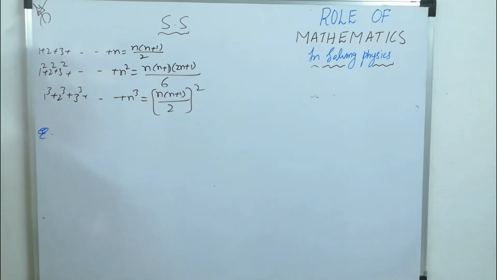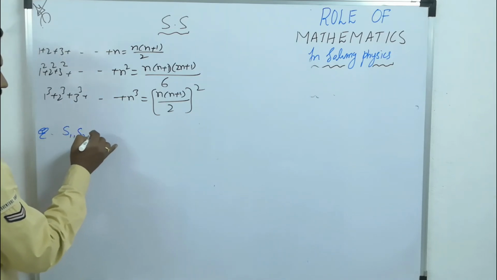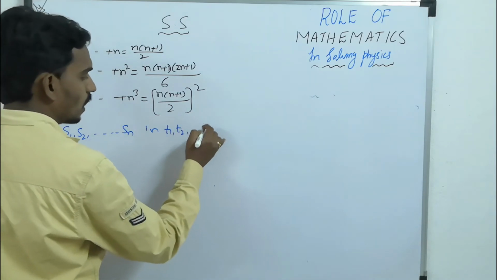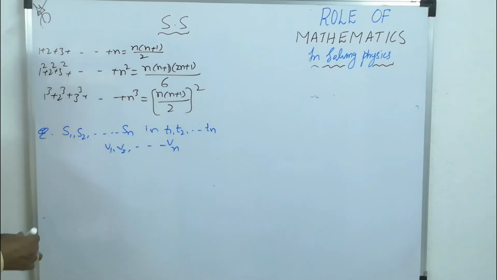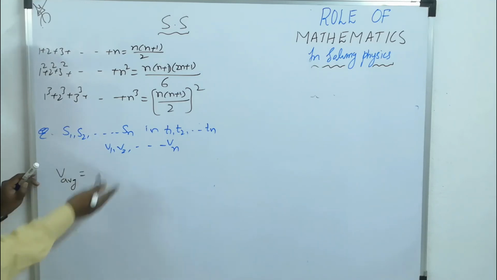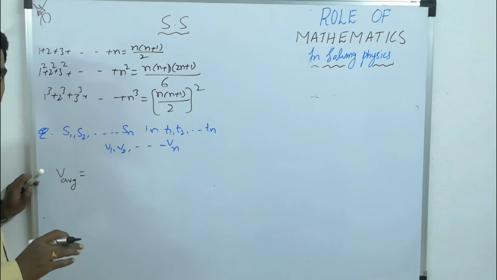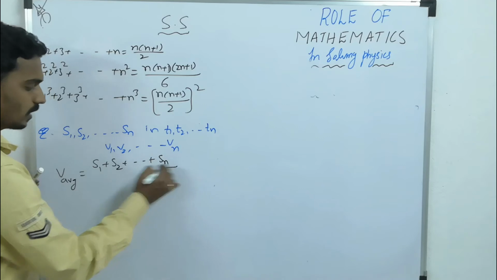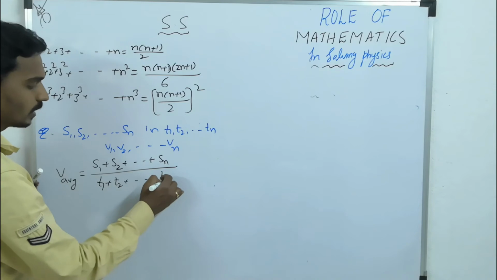Let me tell you one example. Consider a particle moving along a straight line that covered distances s1, s2, and so on up to sn in times t1, t2, and so on up to tn, with speeds v1, v2, and so on up to vn. Then what is the average velocity formula, as it is moving along a straight line? Average velocity and average speed are both equal. The average velocity is total displacement, s1 plus s2 plus so on up to sn, divided by total time, t1 plus t2 plus so on up to tn.